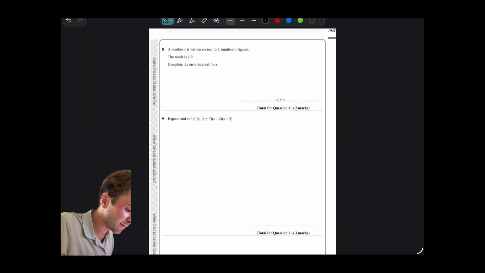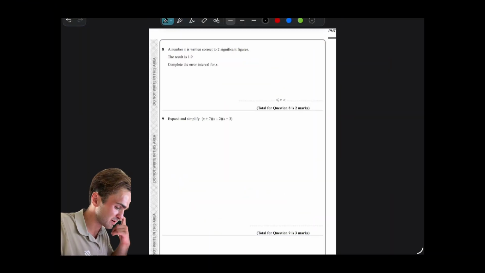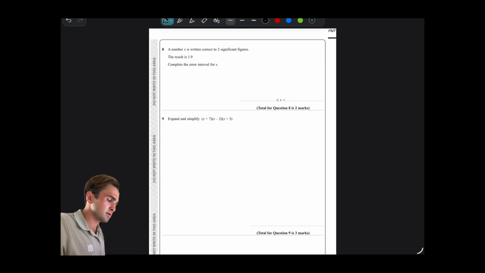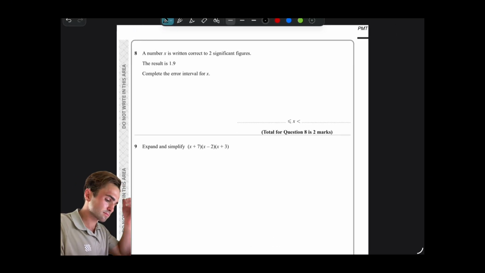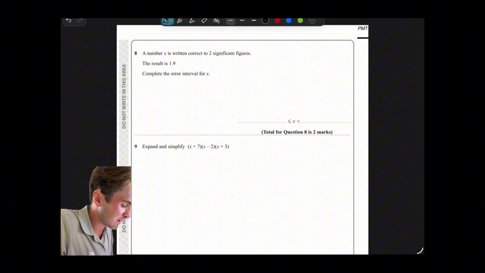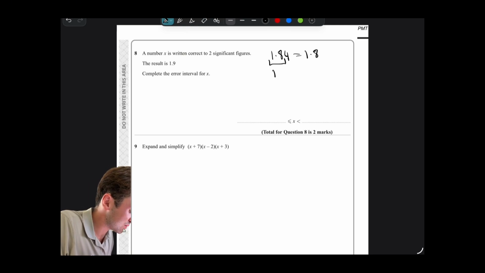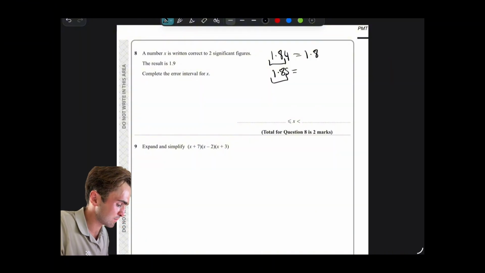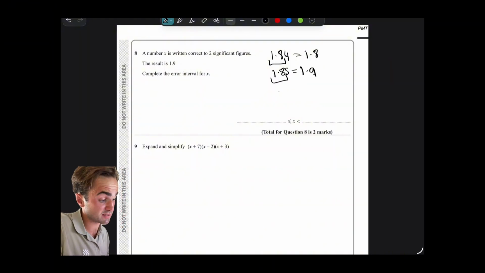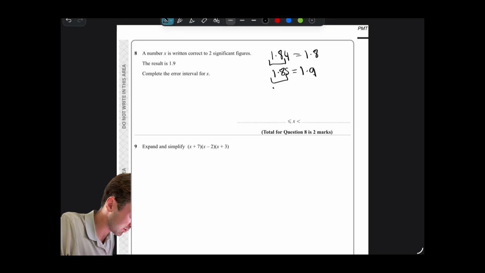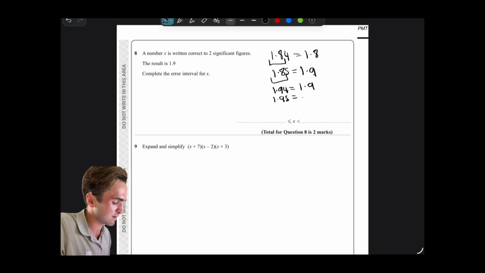Question 8. A number x is written correct to two significant figures. The result is 1.9. Complete the error interval for x. So all this is asking is, at what point do we round to 1.9? So if we have 1.84, we want two significant figures, so we just want these two. This is going to equal 1.8. But as soon as we go to 1.85, we round it. This is 1.9. Then we do the same for the top. So 1.94 equals 1.9. 1.95 equals 2.